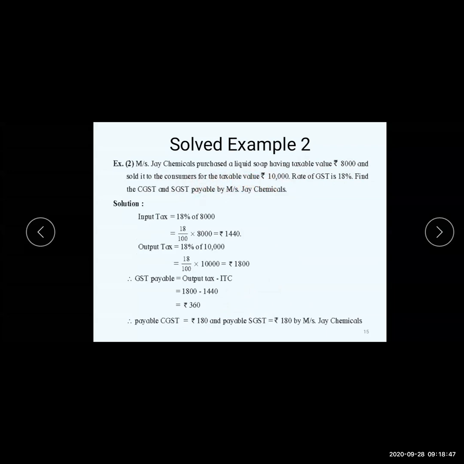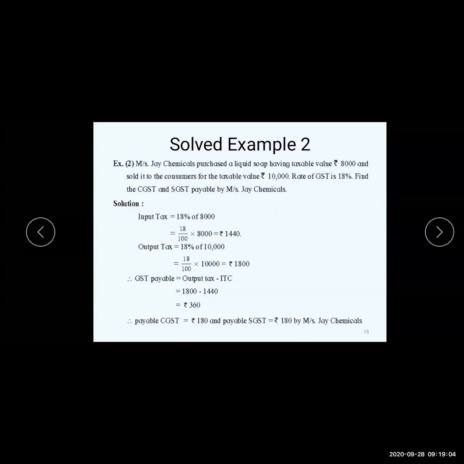So this chemical company purchased a liquid soap at rupees 8,000 and sold it to the consumer for the taxable value of rupees 10,000. Rate of CGST is how much? 18%. Find the CGST and SGST payable by MSJ Chemicals.